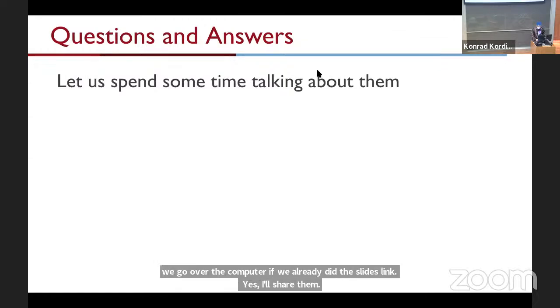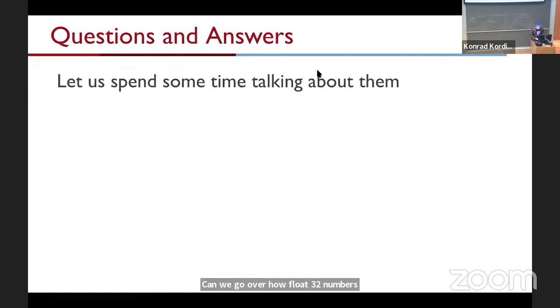Can we go over how float 32 numbers introduce a nonlinearity in deep neural networks? Great question. If you store a number, the way we store them is that we have a bit that defines the sign, positive or negative. And then we have a set of bits that define the exponent. And then we have a set that defines the values.